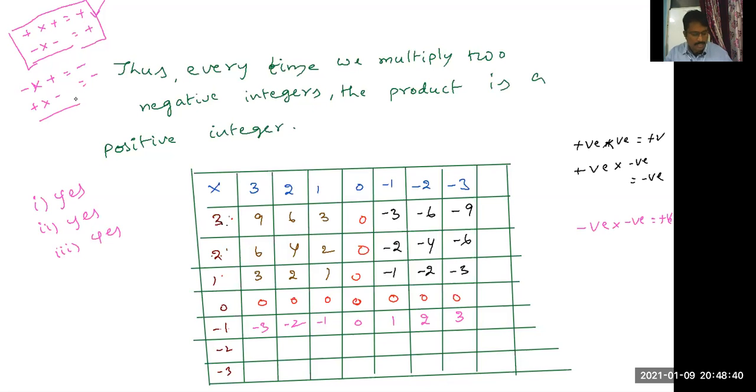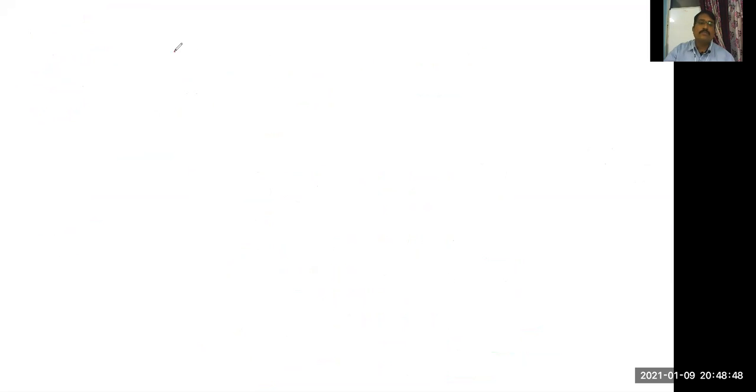So answer is over. Now, multiplication of more than two integers. We can do it. So is the time over? Okay, 40 minutes already. Okay, so I can do this, and after that some problems. So multiplication of more than two integers.